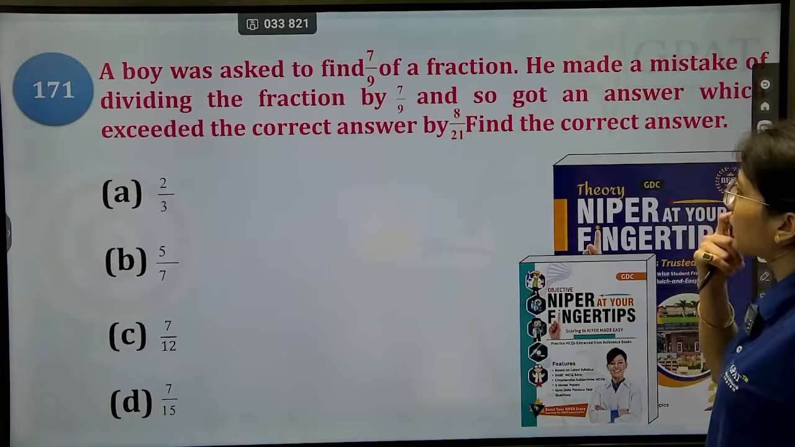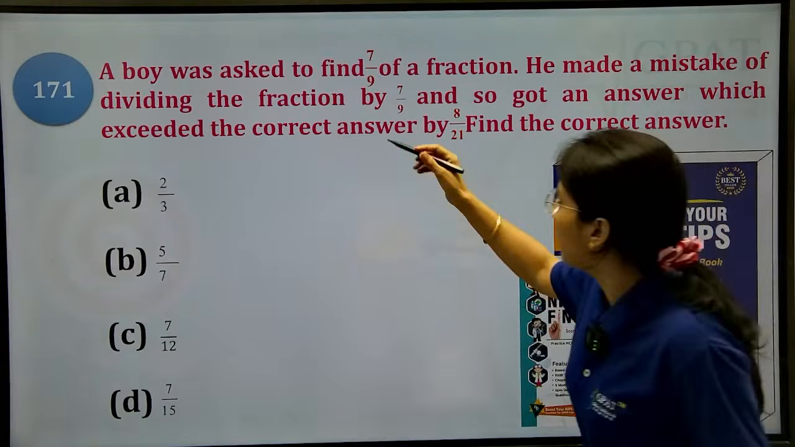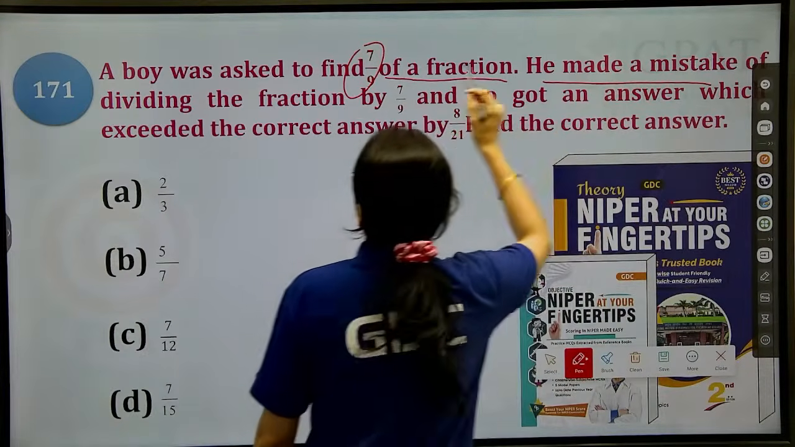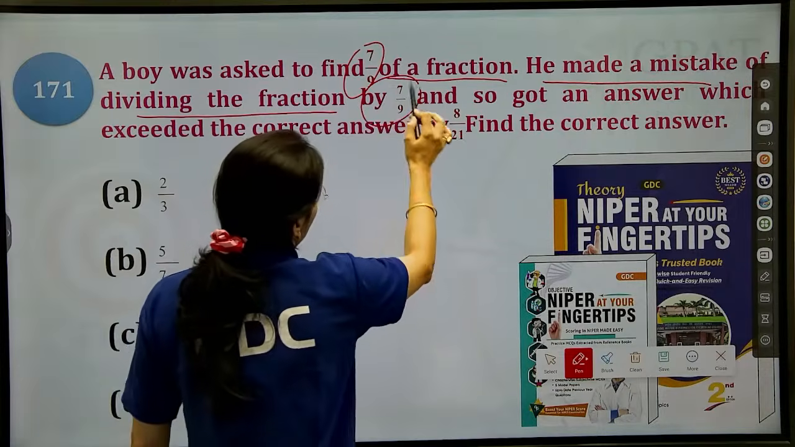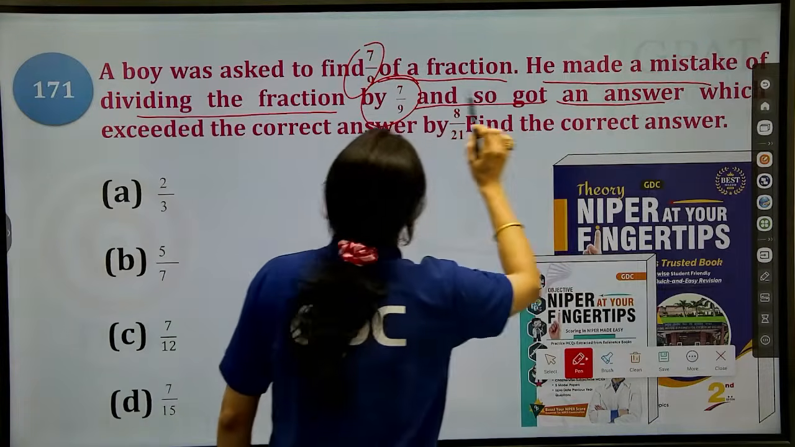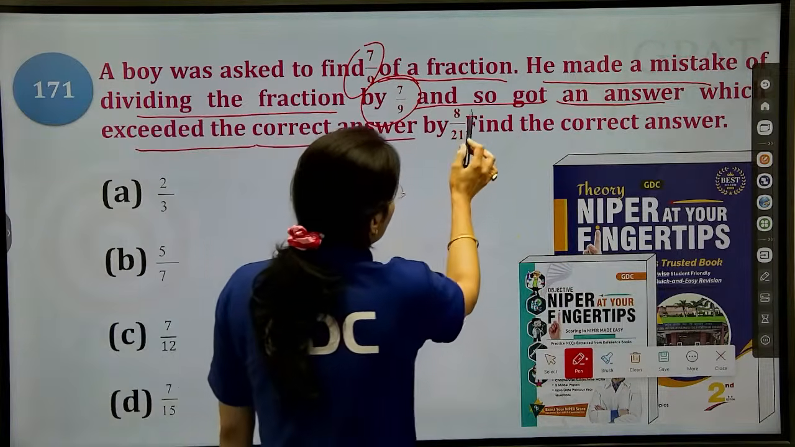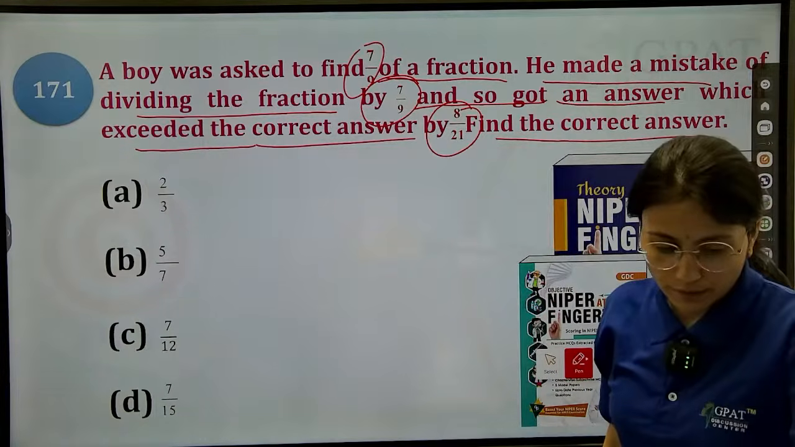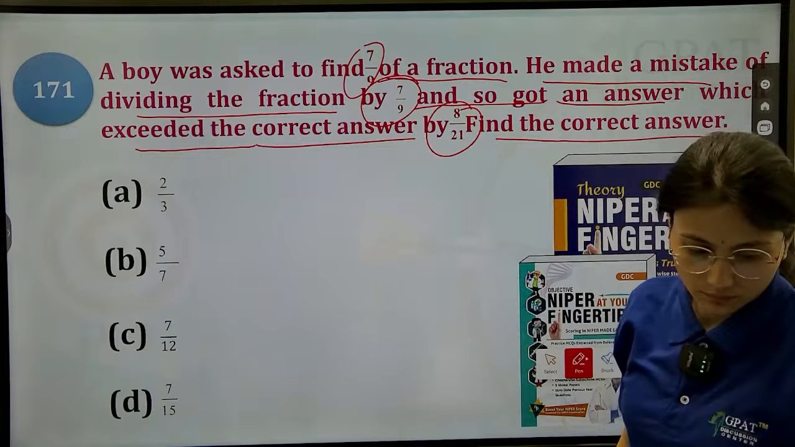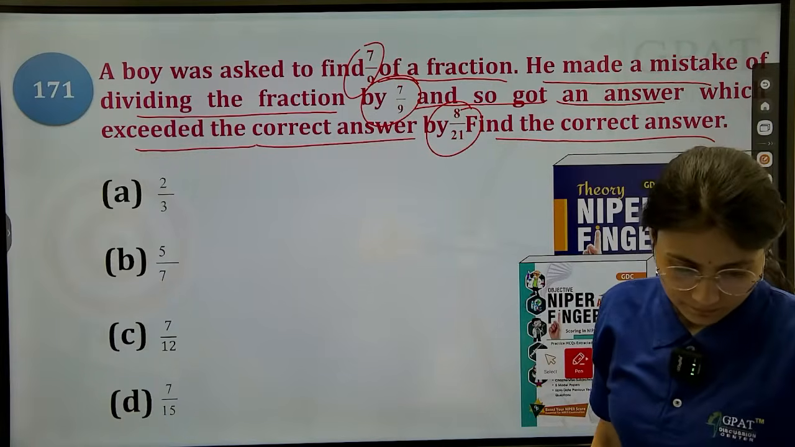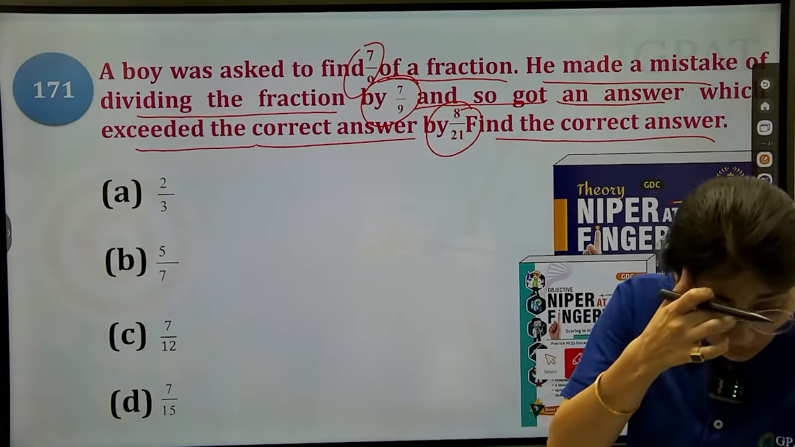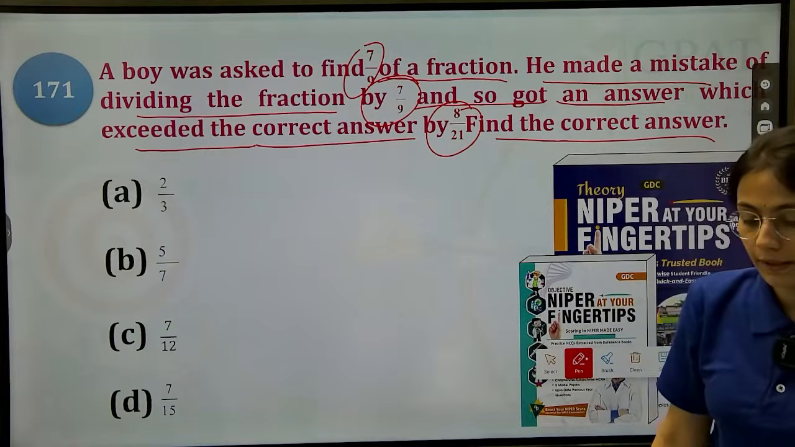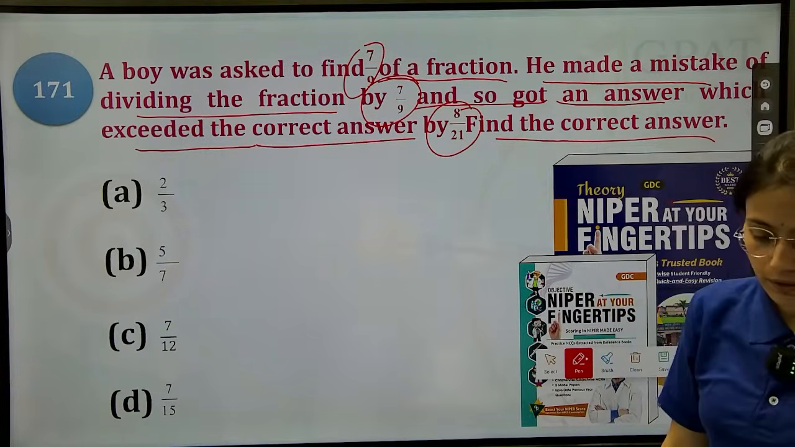Question number two is, a boy was asked to find 7 by 9 of a fraction. He made a mistake of dividing the fraction by 7 by 9 and so got an answer which exceeded the correct answer by 8 by 21. You have to find the correct answer.